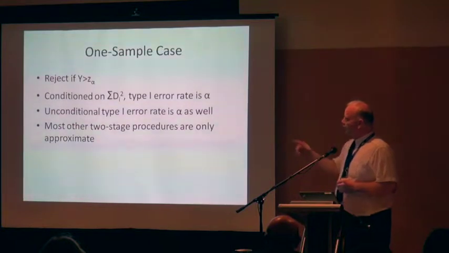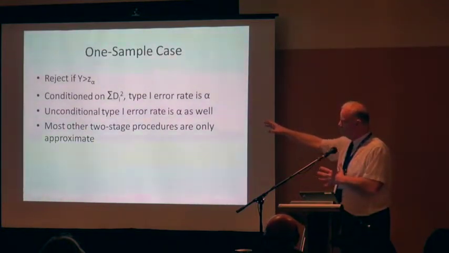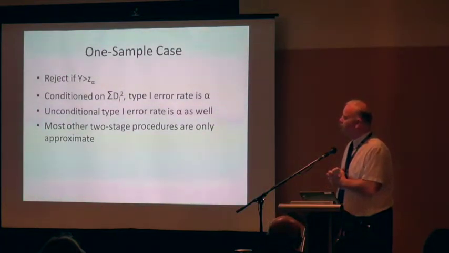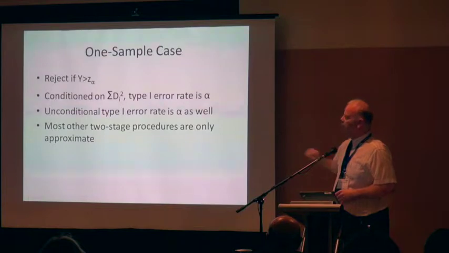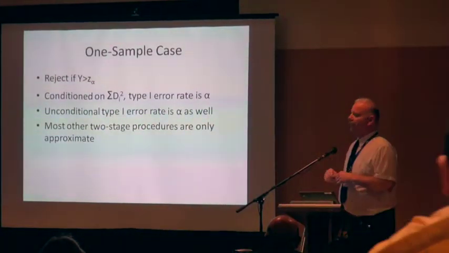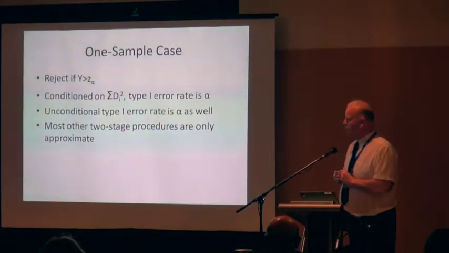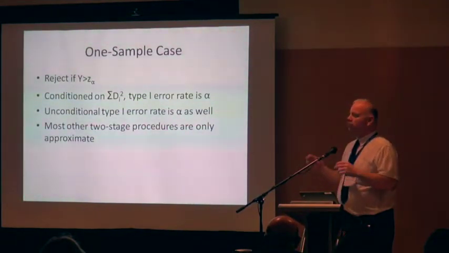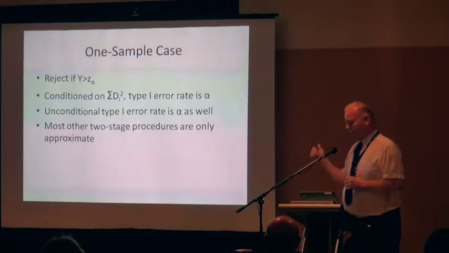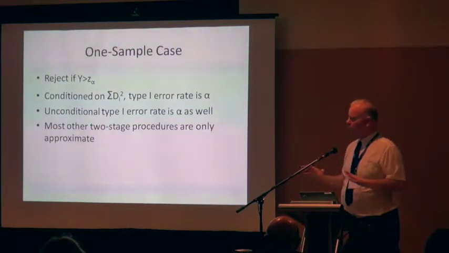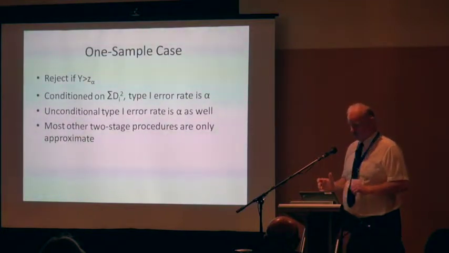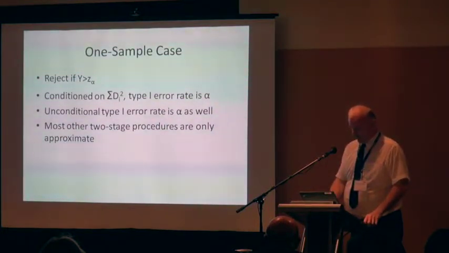And so if we reject if that combination is bigger than the upper alpha point of a standard normal distribution, then we know that conditioned on the sum of the di squareds, the type 1 error rate is preserved at level alpha, and therefore the unconditional type 1 error rate is also preserved at level alpha. So this gives you a very reasonable two-stage procedure whose type 1 error rate is exactly alpha. There's no inflation whatsoever. Most other two-stage procedures are only approximate, whereas this is an exact one.